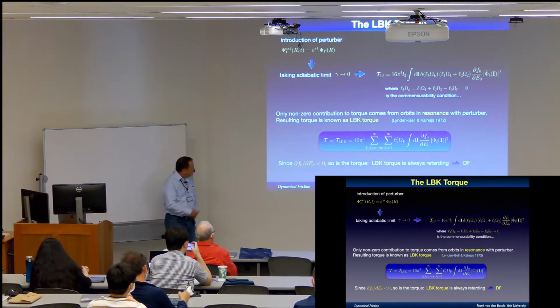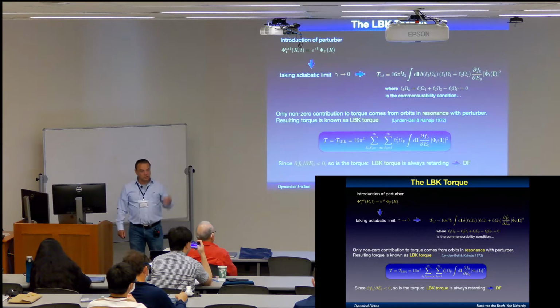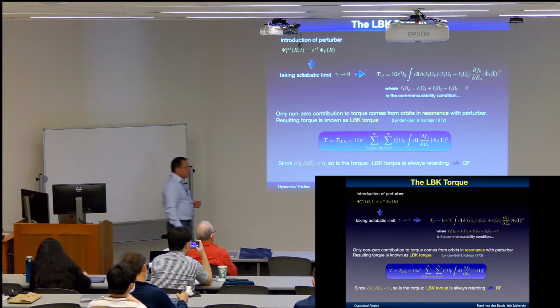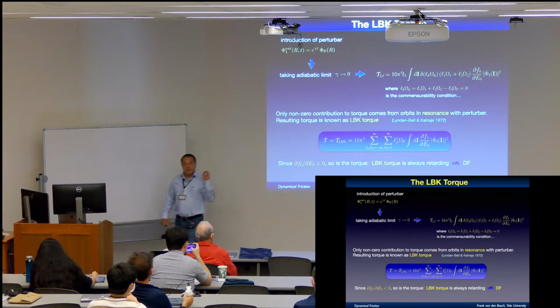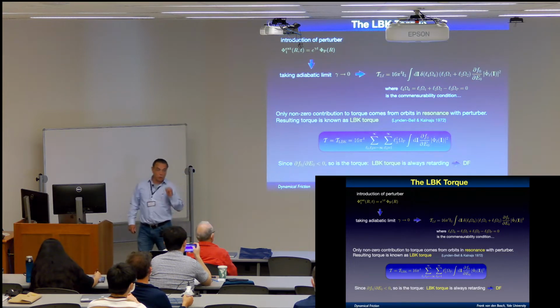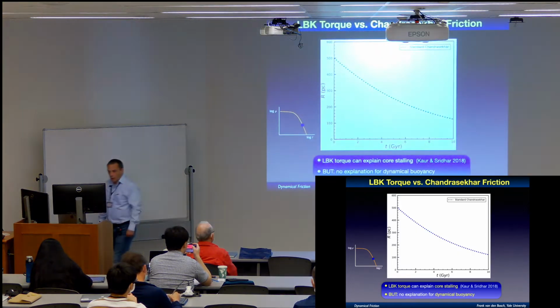And the one thing I want you to notice is that there is a gradient here in the distribution function, and that gradient is always negative, because if it was positive, a system with a positive dF/dE is unstable. So you can't have a halo like that. So this is always negative, this is positive. In other words, the LBK torque is always negative. It's always retarding. It always causes friction. It can never cause buoyancy. Okay, so that's a problem.